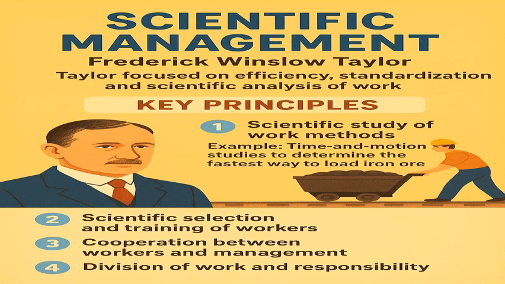The key principles of scientific management are: first, scientific study of work methods; second, scientific selection and training of workers; third, cooperation between workers and management; and fourth, division of work and responsibility. For scientific study of work methods, an example is time and motion studies to determine the fastest way to load iron ore. It means that if we use a hand-carry trolley to carry the weight, then it is the fastest way to carry the weight from one place to another.